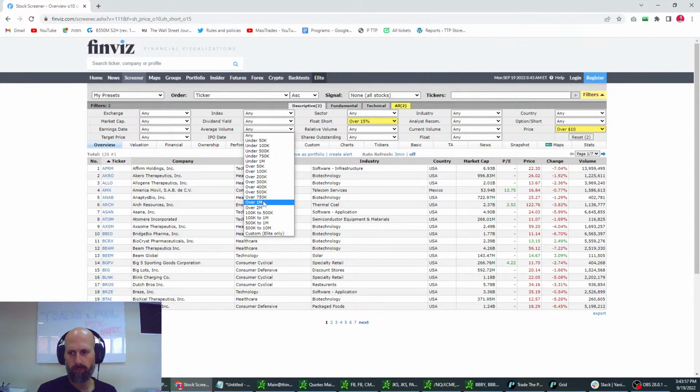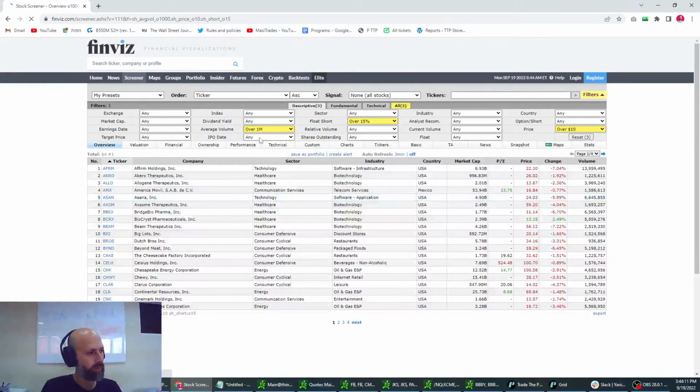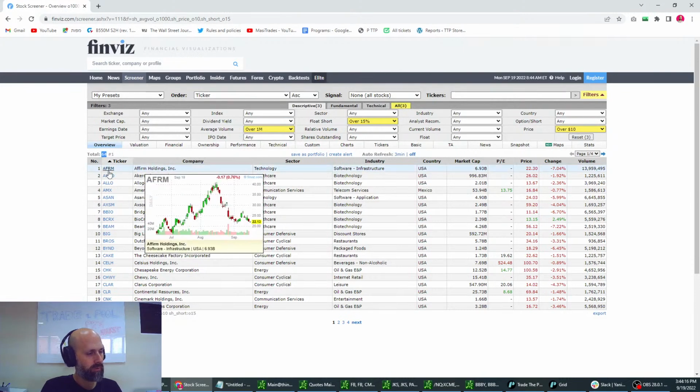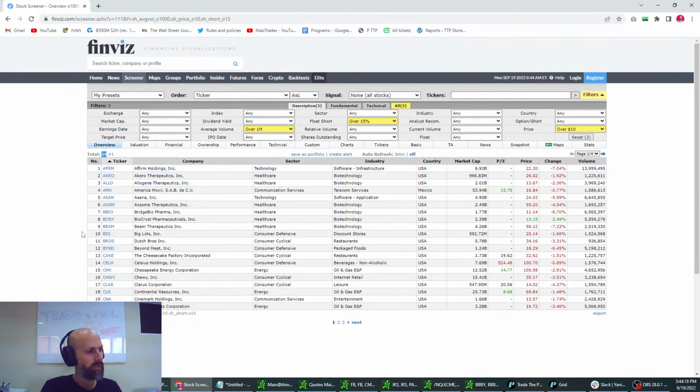And average volume, again, if you're coming from Forex, volume is basically the number of shares switching hands from buyers to sellers. So what I want to see on an average given day is above 1 million. And then I got about 64 stocks that are relevant to those criteria.